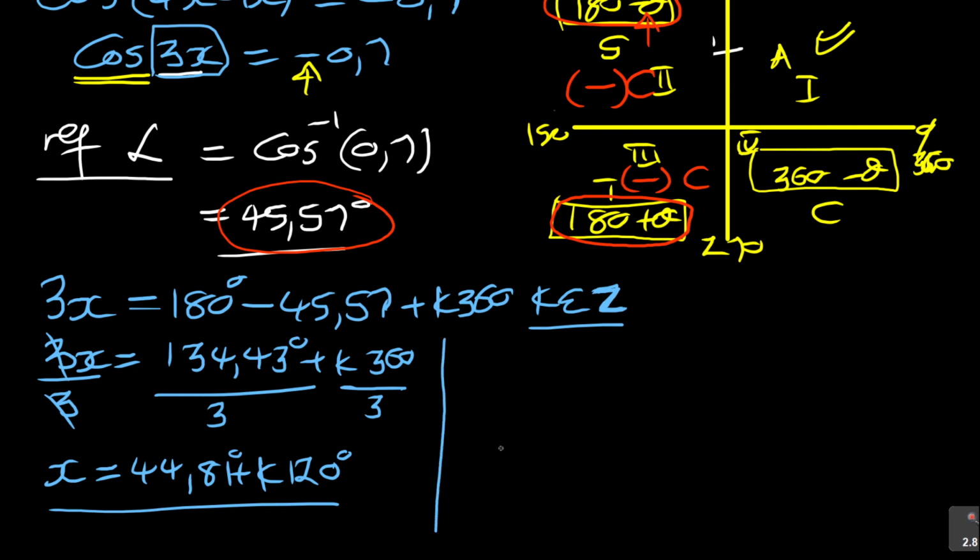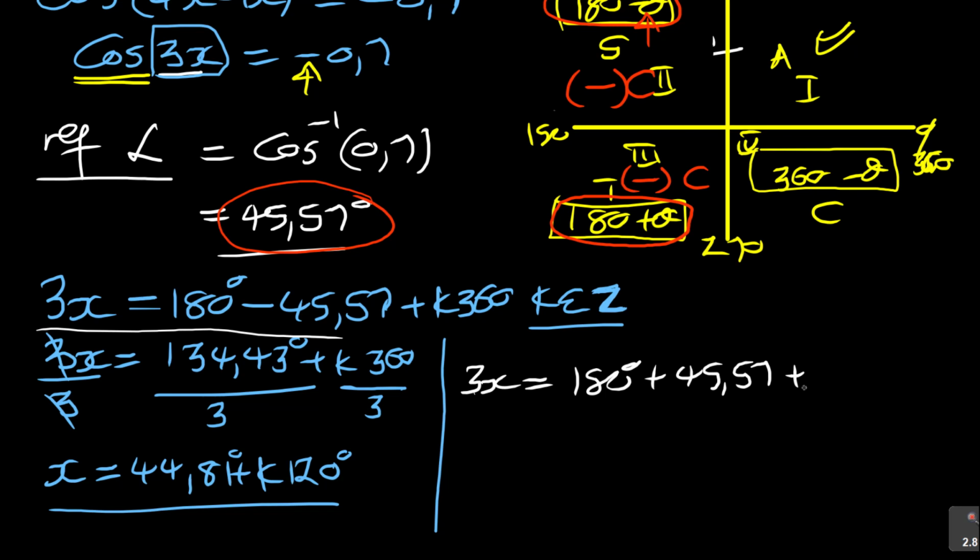Now, what about the second one? The second one is similar. You are in the third quadrant, which is 180 degrees. It's actually 3x. Don't forget that. We maintain our 3x is equal to, just like we did here, but it's now 180 degrees plus 45,57 plus k 360. And then you remember the condition, k is an element of Z.